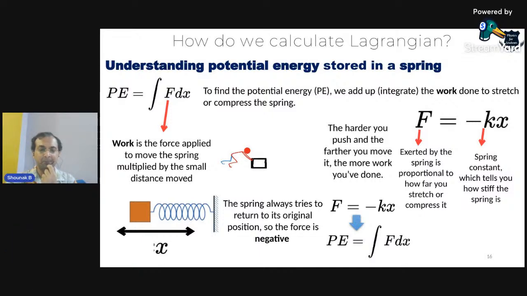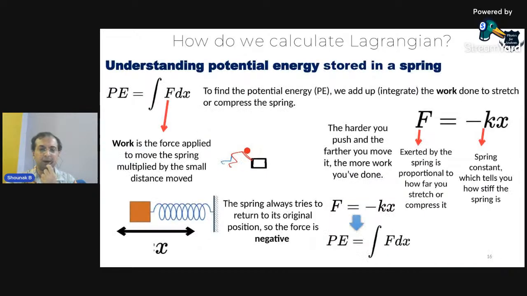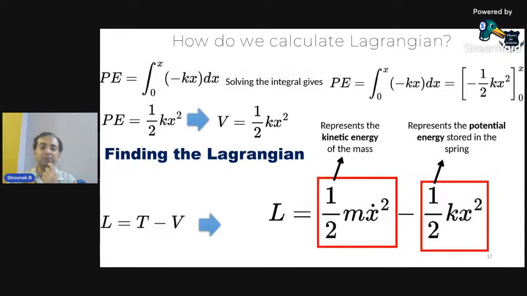Now from here, what we find is the calculation of the Lagrangian. Here you can see I have just put up this part. This man who is pushing actually means the harder you push, the further you move it, and the work done is more. So that is why this animation. So substituting F equals minus kx leads to PE equals the integral of F dx.